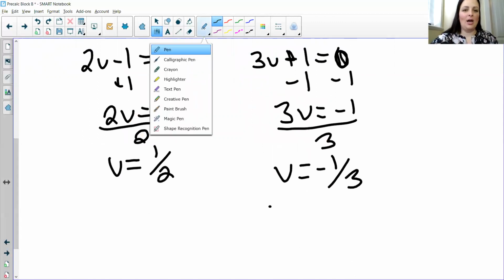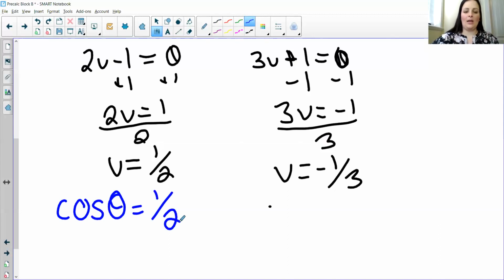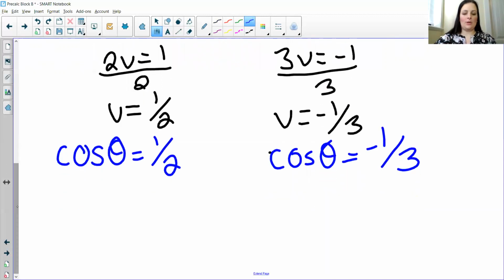All right, so we're going to now put back cos theta in for u. So I'm going to rewrite these. Instead of writing u, I'm going to write cos theta equals 1/2. And over here, I'm going to write cos theta equals negative 1/3.